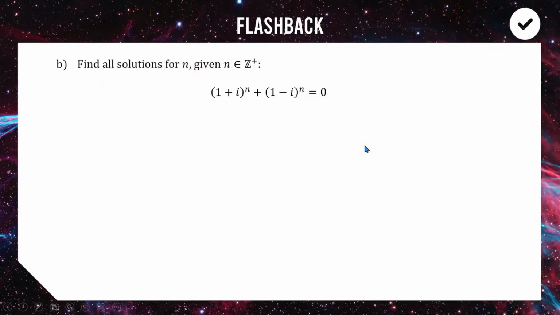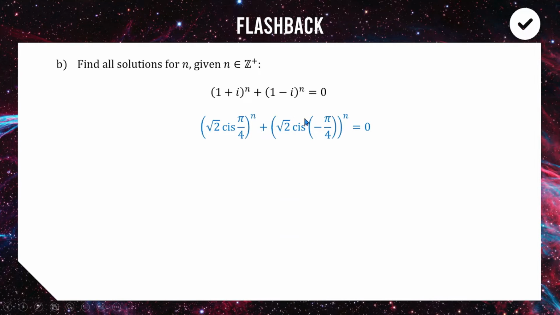Okay, for the next one, we're finding all solutions for n in this equation where n is a positive integer. Okay, cool. So the first thing we're going to do is rewrite the expression using polar form and de Moivre's theorem. So writing 1 plus i in polar form looks like this. If you need some revision on going from Cartesian form to polar form, I do have videos on that already. And over here is our 1 minus i in polar form.